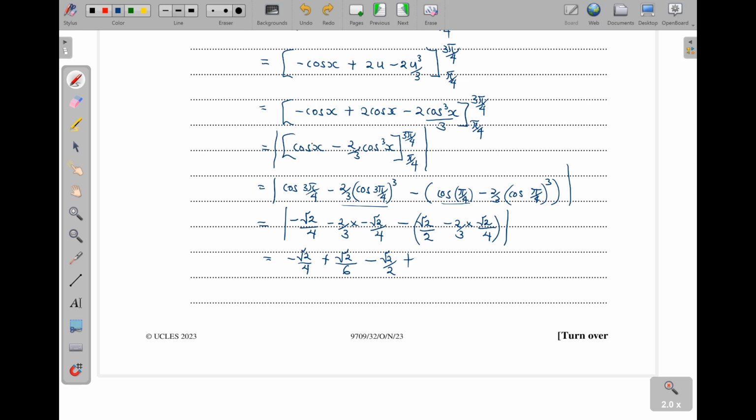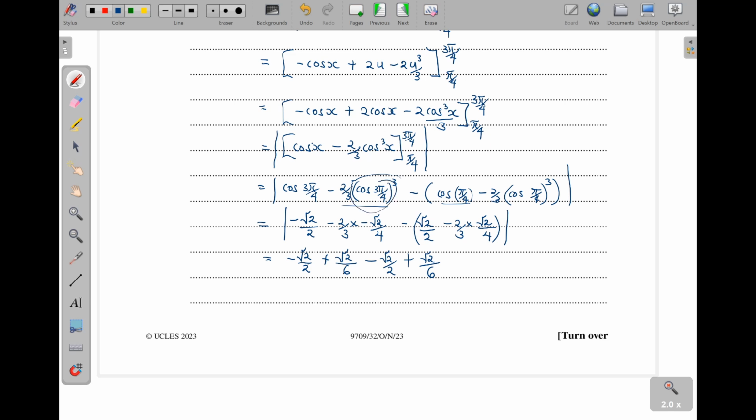And because of this minus, it will become a positive root 2 over 6. Okay? Root 2 over 6. Then simplifying all of this, what do we get? I can put everything in the calculator and it gives me the answer. Actually, this one here is supposed to be root 2 over 2. Pardon me. This is root 2 over 2. It is the one that we cubed to get negative root 2 over 4.